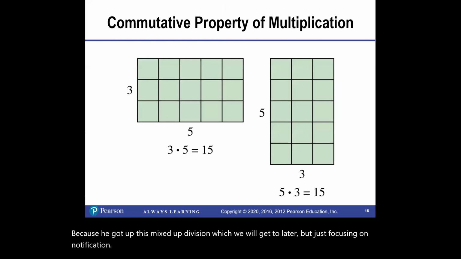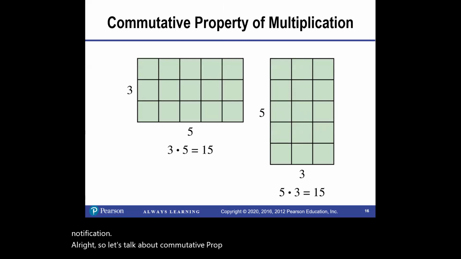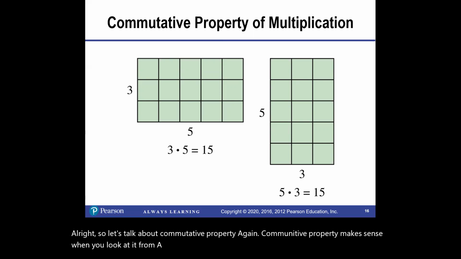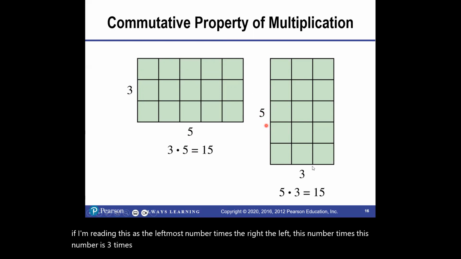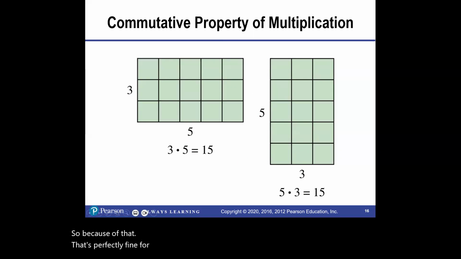All right, so let's talk about commutative property. Again, commutative property makes sense when you look at it from the standpoint of these are the same areas, but I just rotated them. So if I'm reading this as the leftmost number times the right, this number times this number is 3 times 5. Well, this is 5 times 3, but it's the same thing, just turn your head on sideways. So because of that, it's perfectly fine for us to understand that.